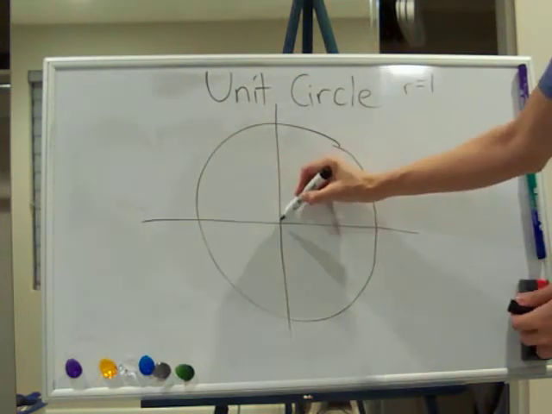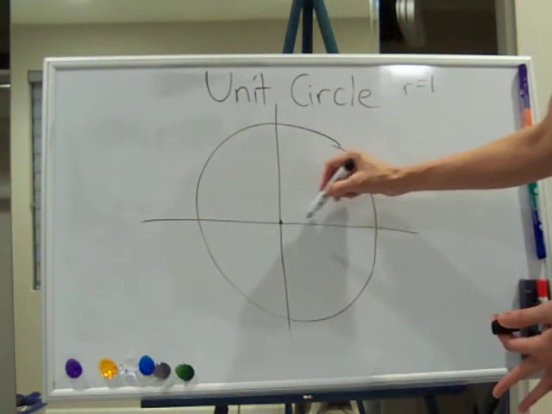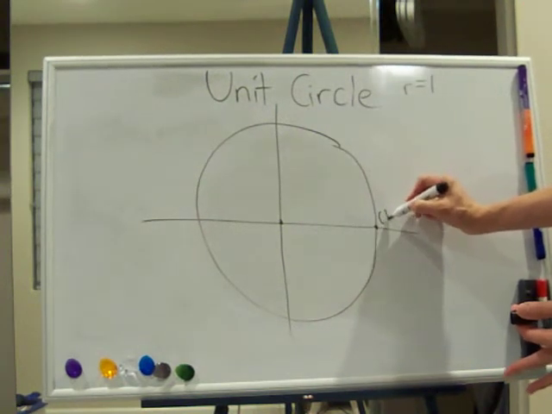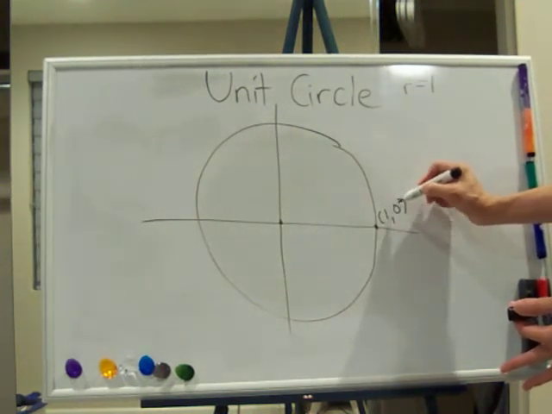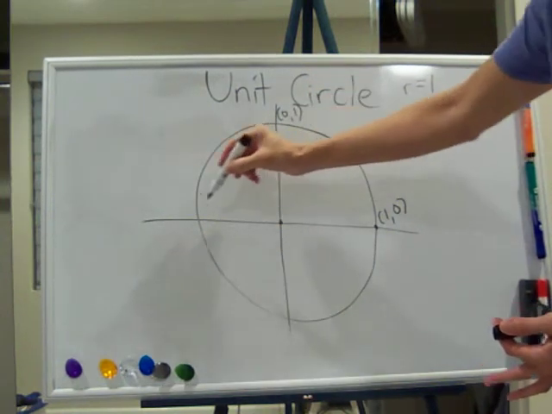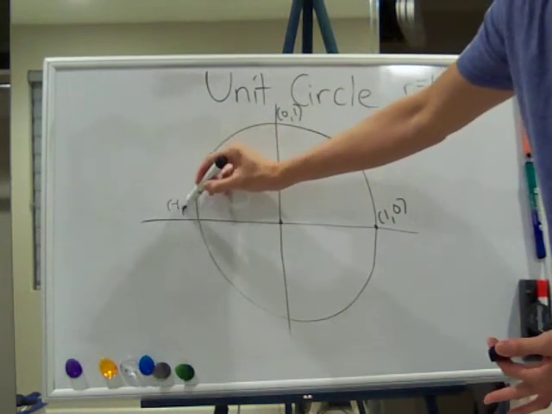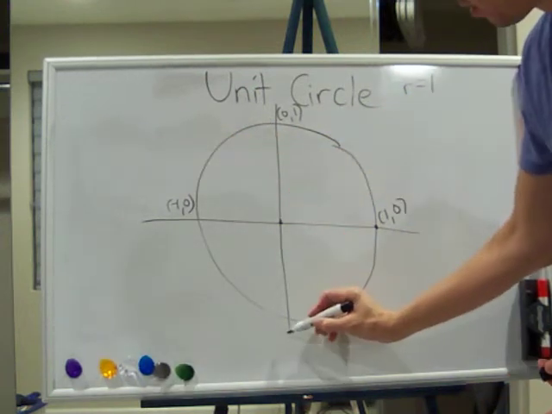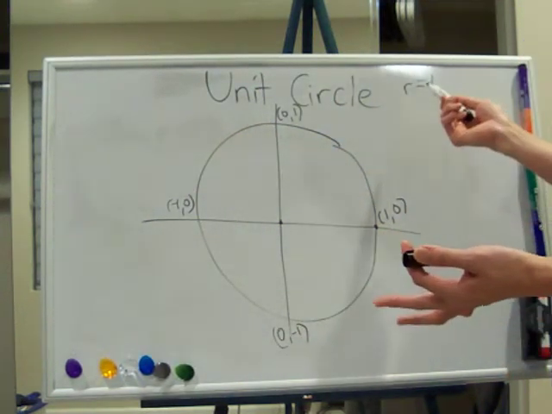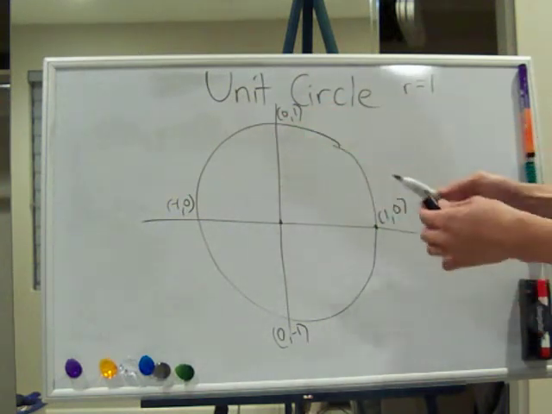Because basically we know the origin is at 0, 0. So if the radius is 1, then what are the coordinates here? It's going to be 1, comma 0, right? Coordinates here, 0, comma 1. Here, negative 1, comma 0. Here, 0, comma negative 1. And we get all that based on the radius being 1. That's easy, right? Very simple.